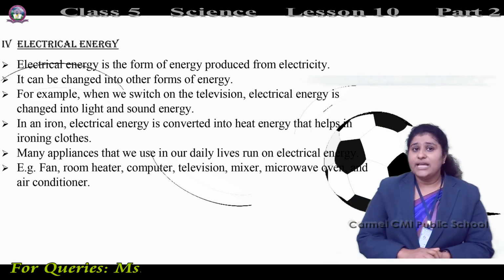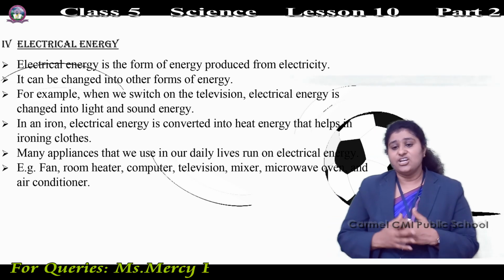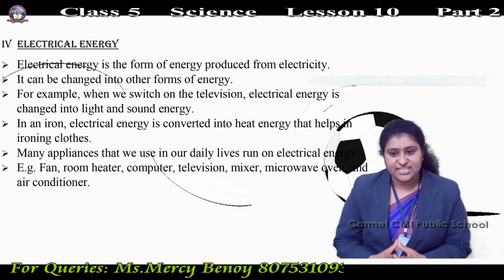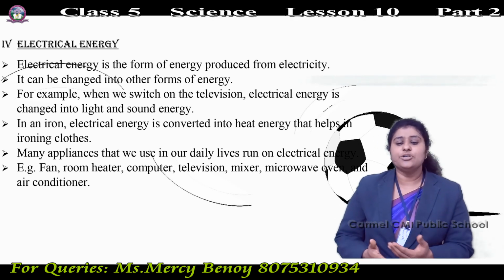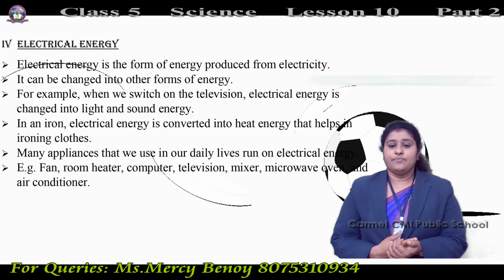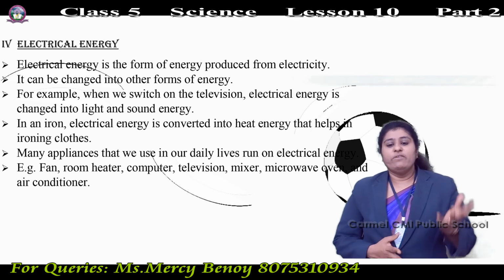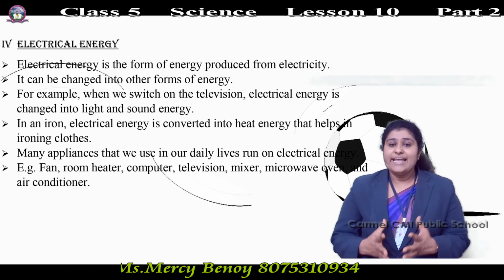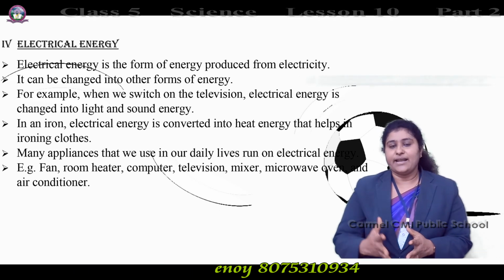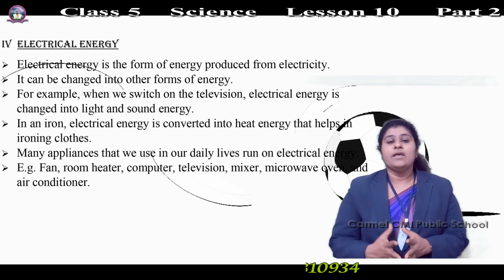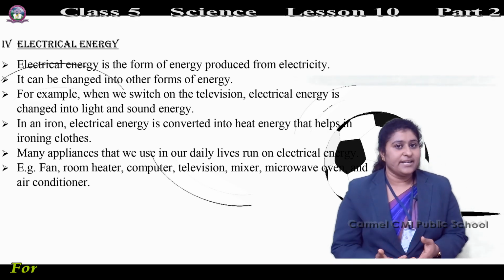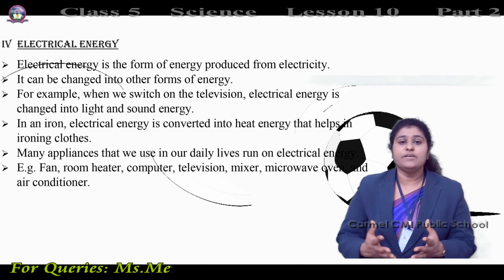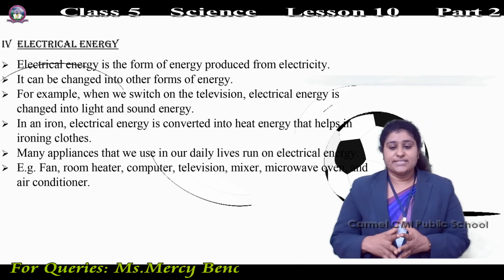So we learned about electrical energy. Electrical energy is a form of energy produced from electricity. It can be changed to other forms of energy. For example, when we switch on the television, electrical energy is changed into light and sound energy. Like that, when you are using the iron box, electrical energy is converted to heat energy, and this heat we use for ironing clothes.